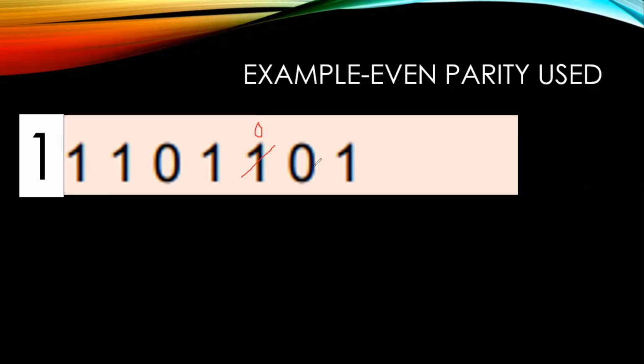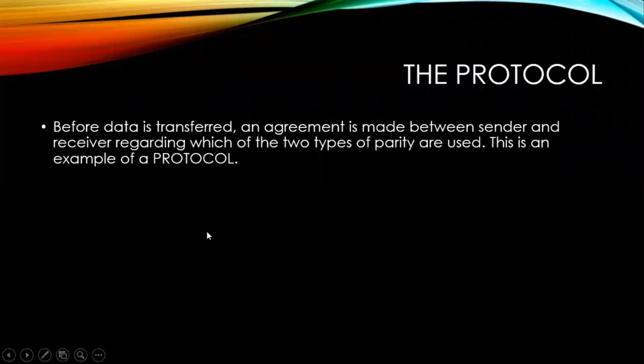So the even protocol ensures that the byte received at the receiver end must contain an even number of ones. In the same way, if you're using the odd parity protocol, you have to count the number of ones, and if the number of ones is not odd, there has been some corruption. Obviously there are some shortcomings when it comes to this protocol.